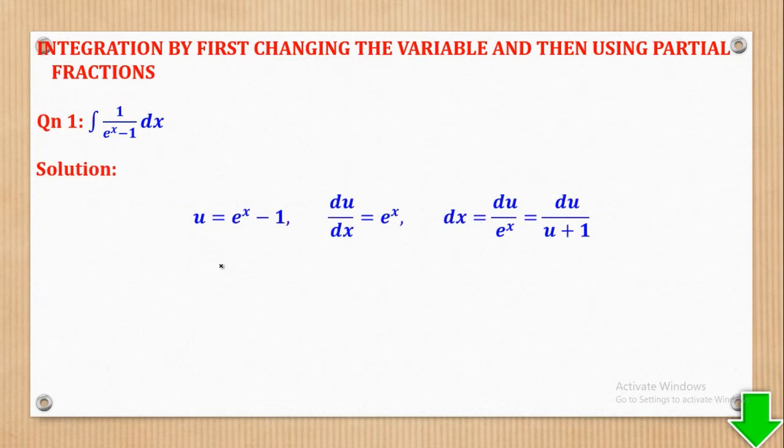When I differentiate u with respect to x, I'll come up with du/dx being equal to e^x. When I make dx the subject, by taking this side and this side, I'll come up with dx being equal to du over e^x. But the good thing, I know that u is equal to e^x minus 1. Therefore, when this one goes this side, I'll come up with e^x equal to u plus 1. That is why you see here u plus 1.